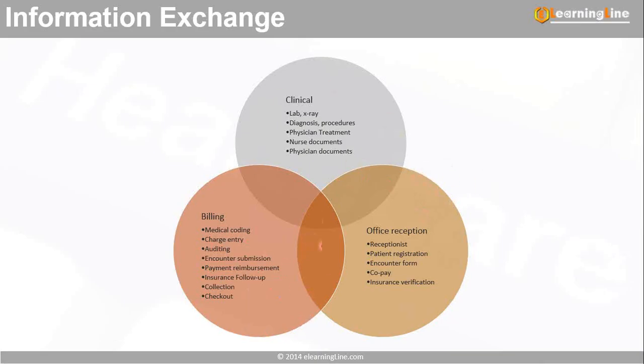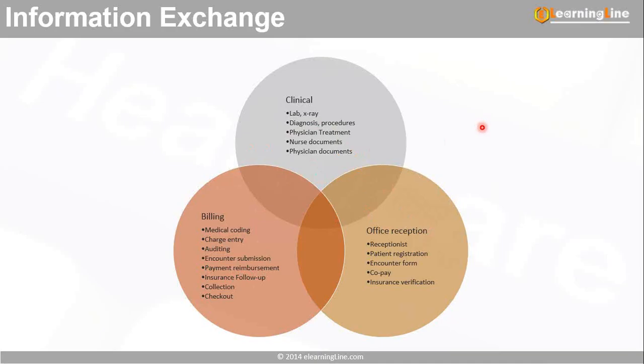So these are some of the areas that clinical will deal with the billing, billing will deal with the office, reception may deal with the clinical. So it's a triangular process, it's a circular process. Office reception may call out the lab and ask for the result. Clinical may call out the billing department for submitting the bill. So it's a circular process. It goes on and on and on till the case is completely closed.